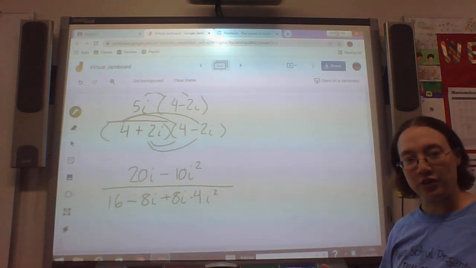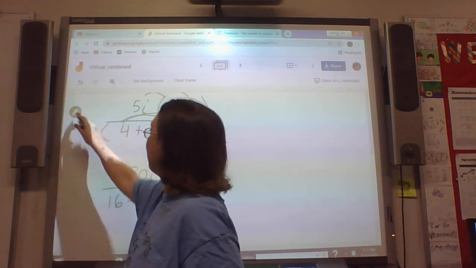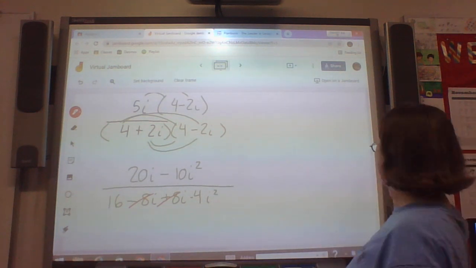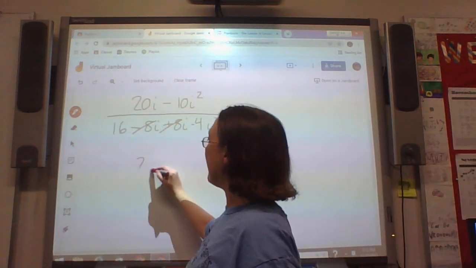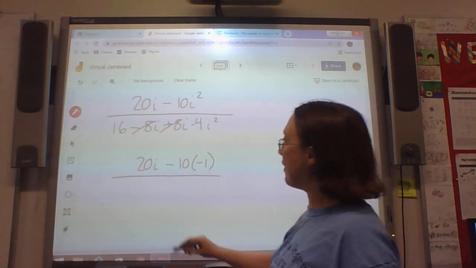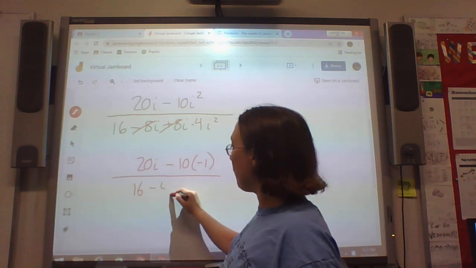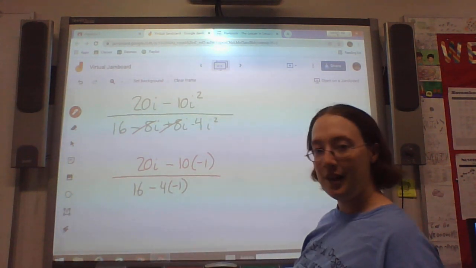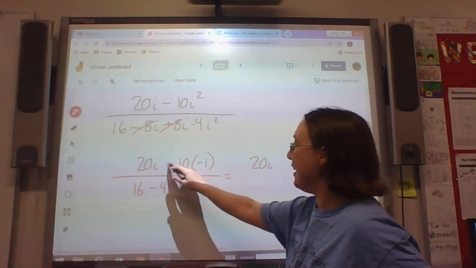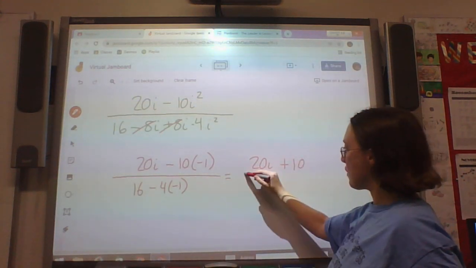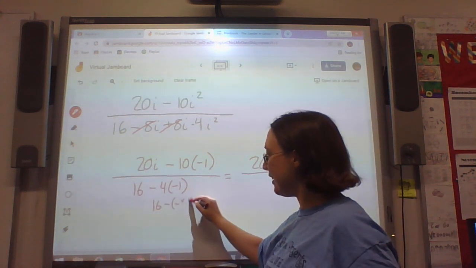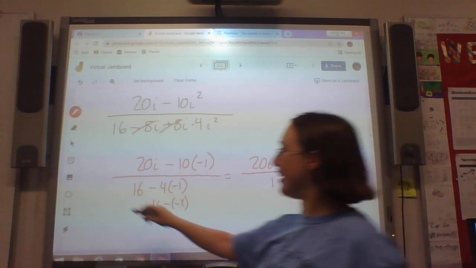Okay, and now we're going to make that look nice. So these are going to cancel out. And while we're at it, we're going to turn all those i squareds into negative 1s. So up top there, we get 20i minus a 10 times a negative 1. Down here on the bottom, we've got a 16 minus 4 times a negative 1, which is about to look very nice, because up top, that's going to turn into a 20i plus 10, because your minus and negative will give you a plus, over 16 minus a negative 4 is going to give you a positive 20. That's it, positive 20.